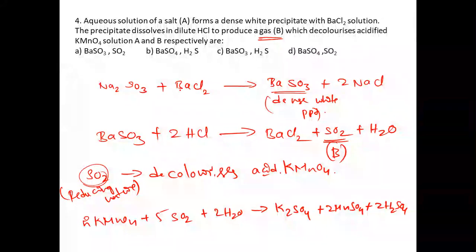So then, which is the correct option? It's barium sulfide, which gives a dense white precipitate, and sulfur dioxide, which decolorizes acidified KMnO4 solution. So it's option A.